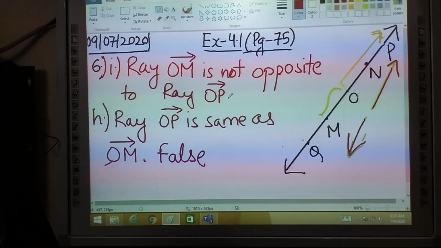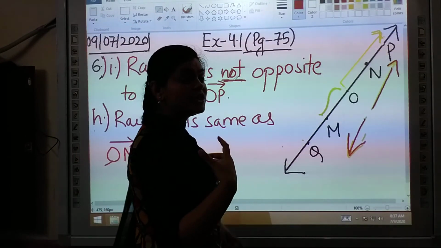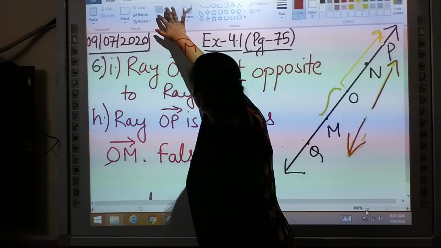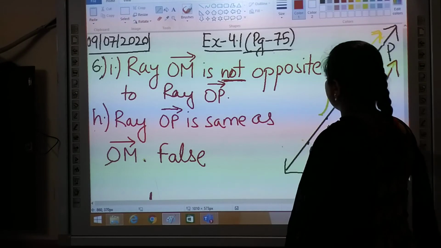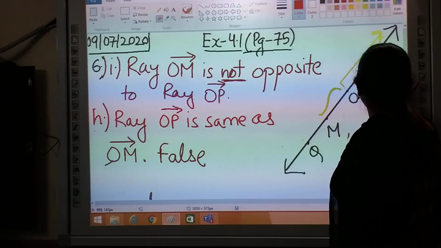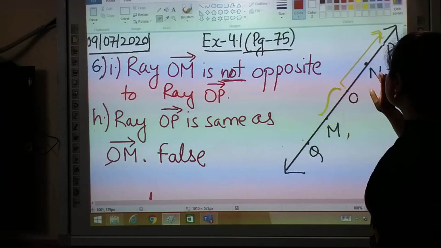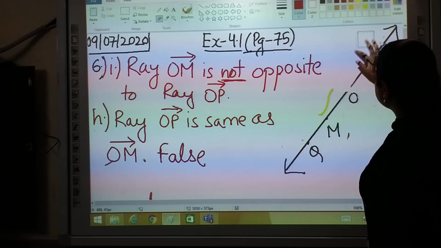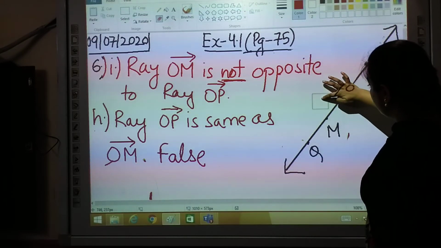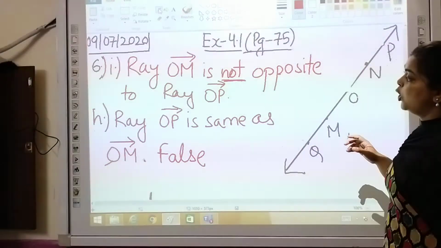ठीक है, हमें यहाँ पे ये वर्ड का ध्यान रखना है. जो वर्ड नॉट दिया है वो पूरी स्टेटमेंट को चेंज कर सकता है. The word not can change the whole statement, so we have to be more careful while answering the questions. The question is saying that ray OM is not opposite to the ray OP.